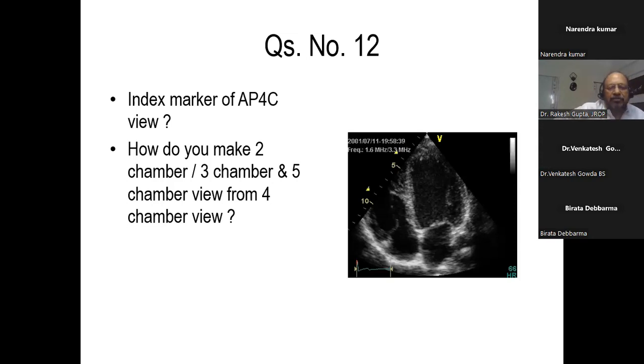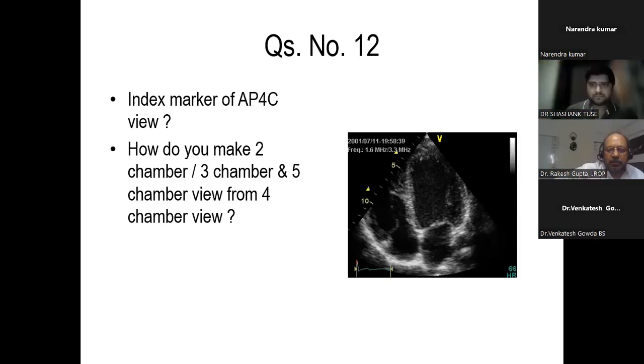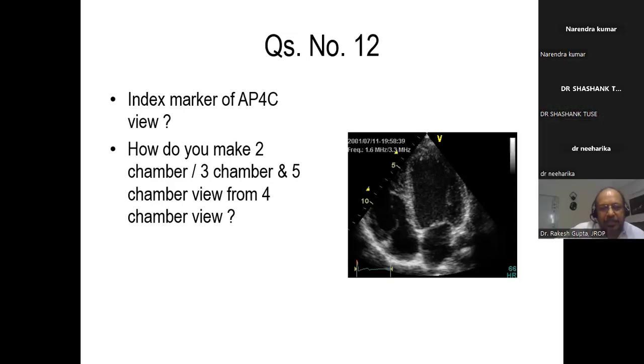All right. How do you make from four-chamber, two-chamber to three-chamber? From index marker at apical view, we can see the four-chamber view, sir. Index marker in apical four-chamber view. Where do you keep the index marker, in which particular window? Where?